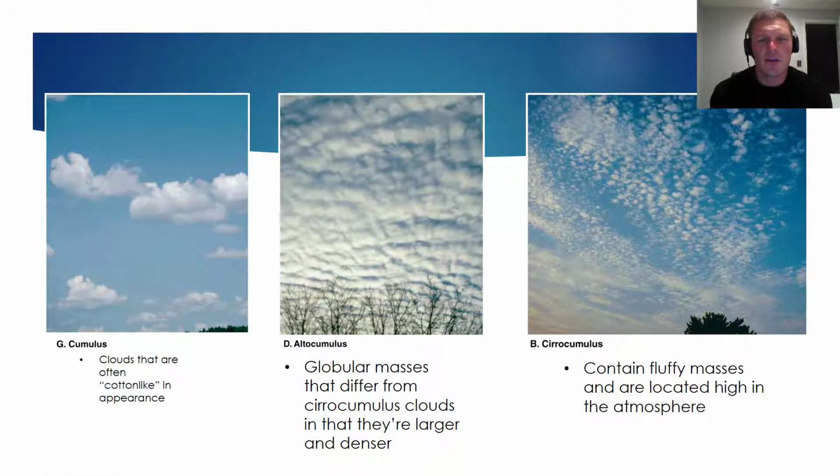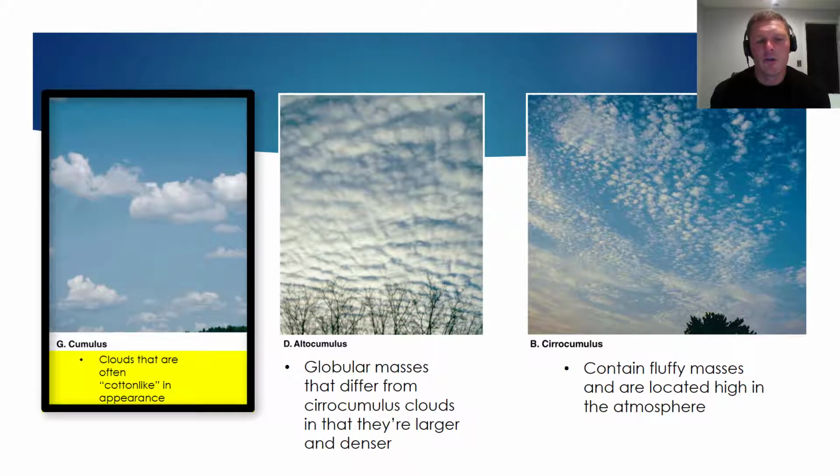On this slide we see the three different types of cumulus clouds, namely cumulus, altocumulus, and cirrocumulus. But if we start at the left, the cumulus clouds will look cotton-like in their appearance. I think they look like large cotton balls or large pieces of popcorn.